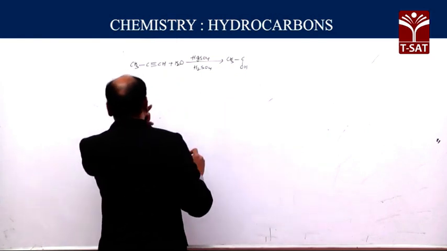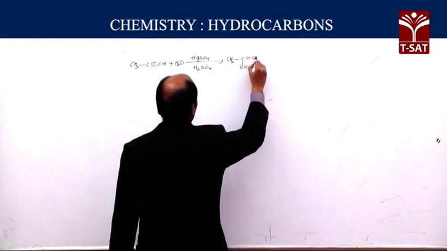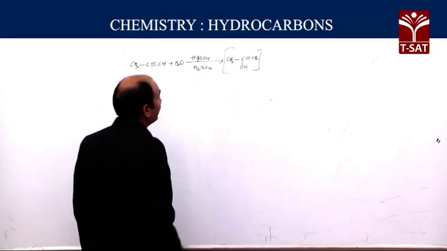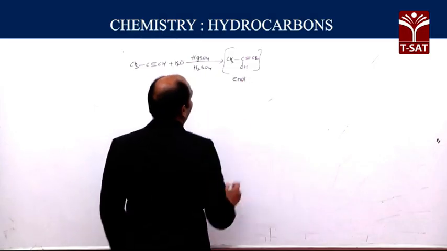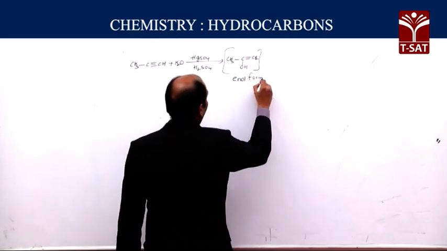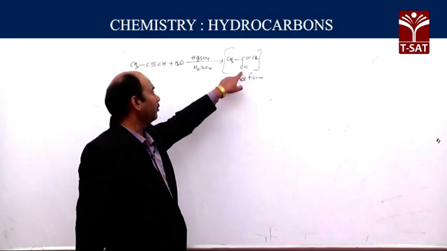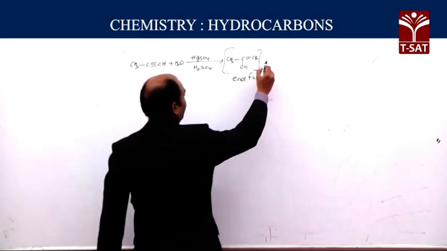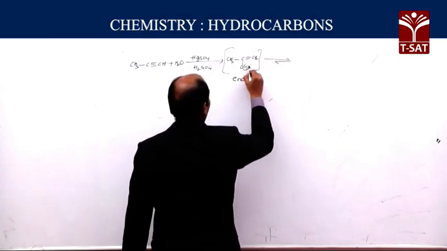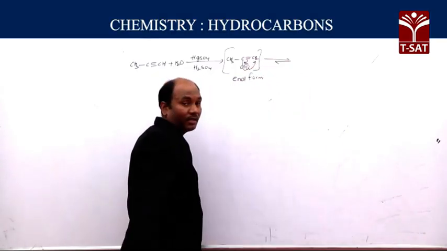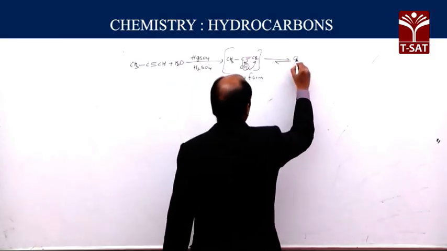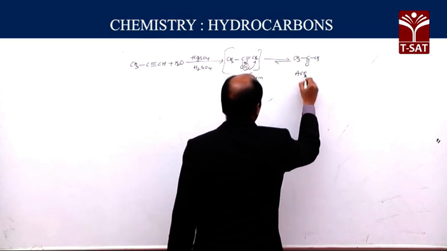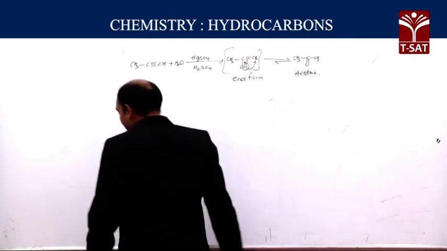Here the intermediate is CH3COH double bond CH2. This is nothing but vinyl alcohol, the enol form. This is double bond, en and ol, the enol form. Enol form is less stable. What happens here? Tautomerism takes place, that is a 1,3 proton shift. What do we get? This is CH3 C double bond O CH3. Acetone is formed.